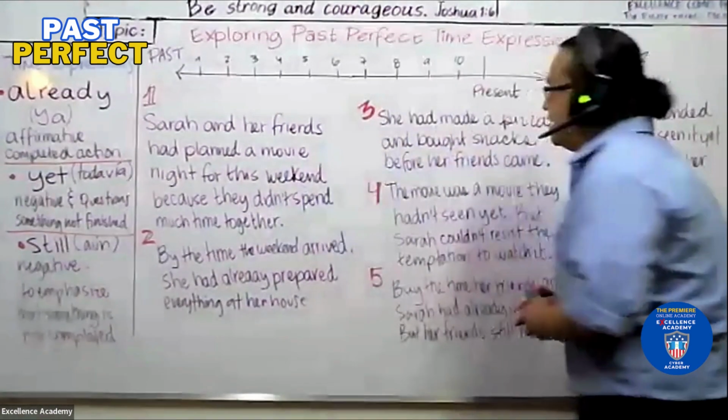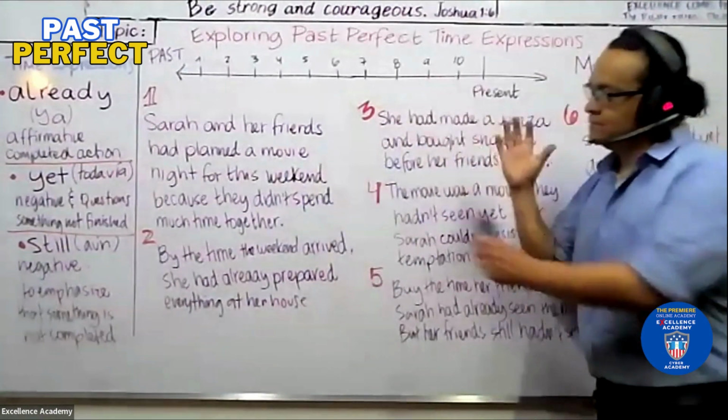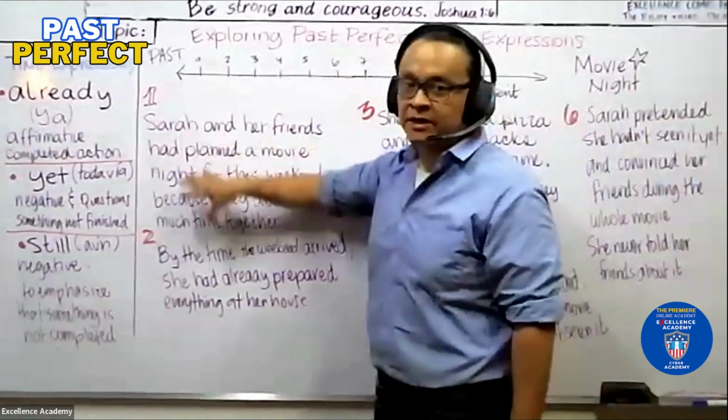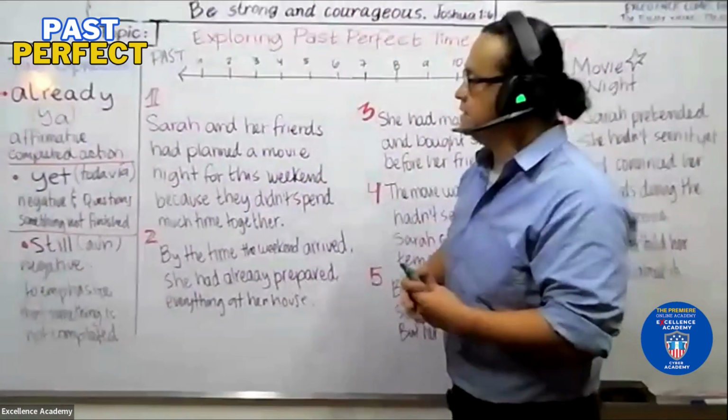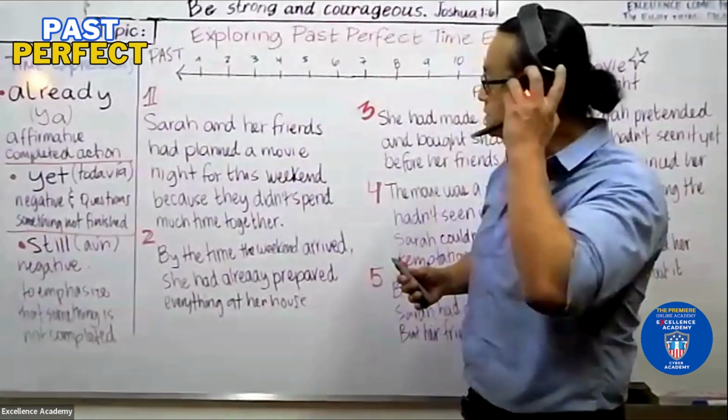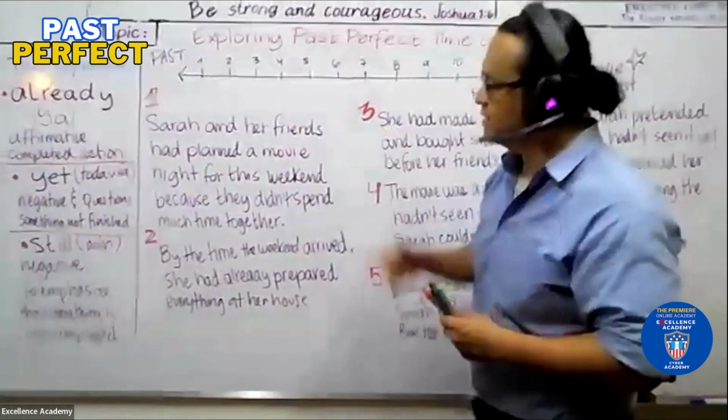Okay, there you have the story. Now, let's go into each paragraph. Let's discuss the past tense events and let's order them in this timeline. Let's start with number 1.